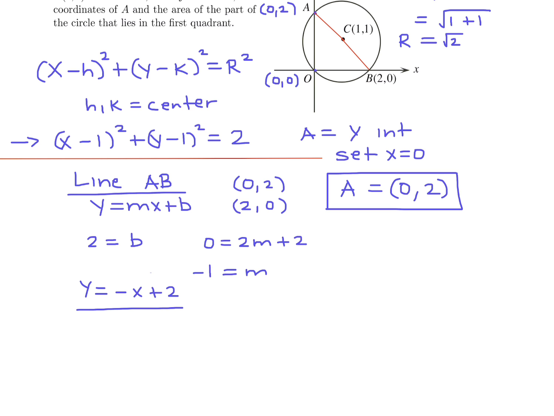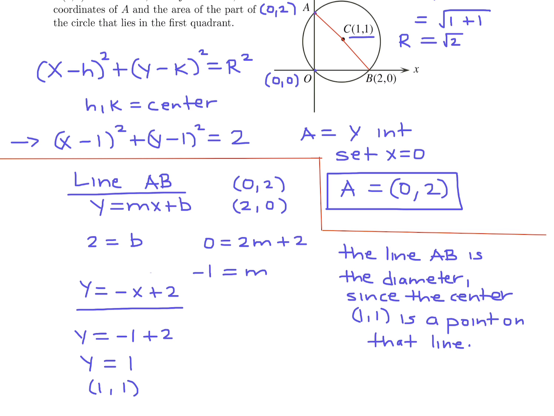Now, I have to see if this point C (1, 1) is on that line. When x is 1, what is my y coordinate? Well, it's 2 minus 1, which is 1. So the point (1, 1) is indeed on that line. So that shows that the center is on that line, and therefore the line AB is the diameter since the center (1, 1) is a point on that line.